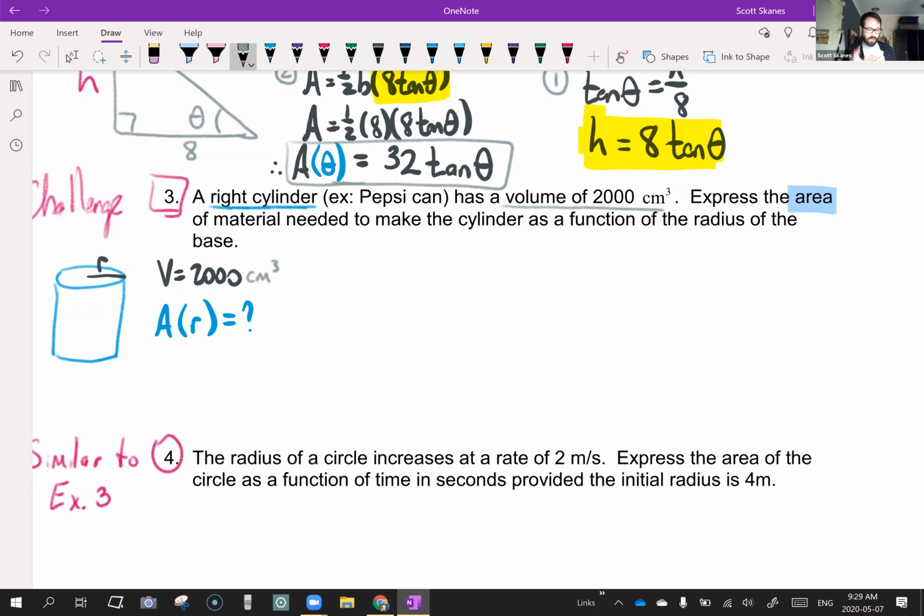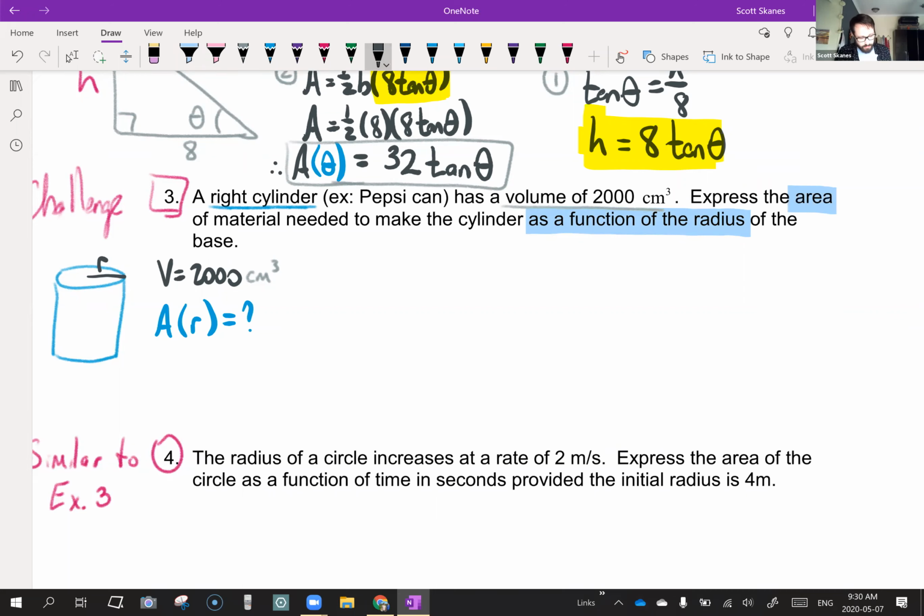I need to express the area as a function of the radius. You'll notice the area as a function of radius, A of R. What is it? I cannot get that directly. I need to do that second. My first thing I need to use other information to replace something. Let me show you what I mean.